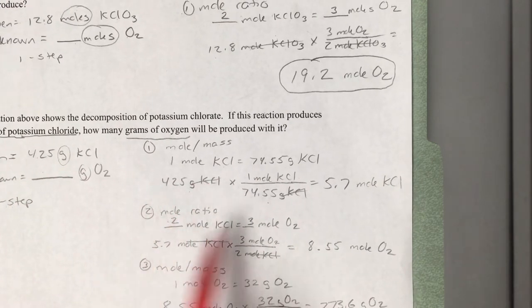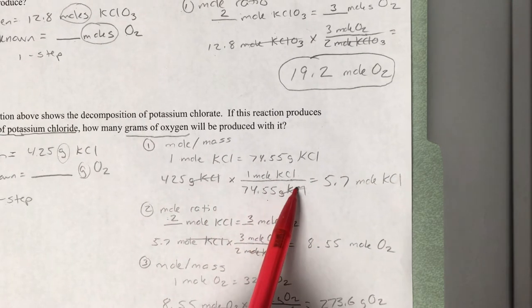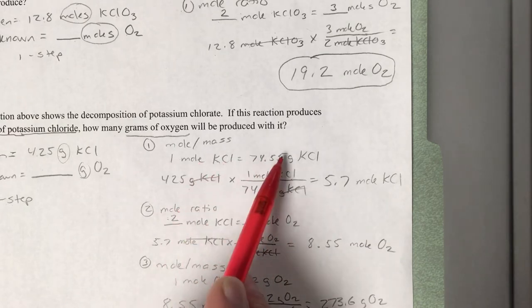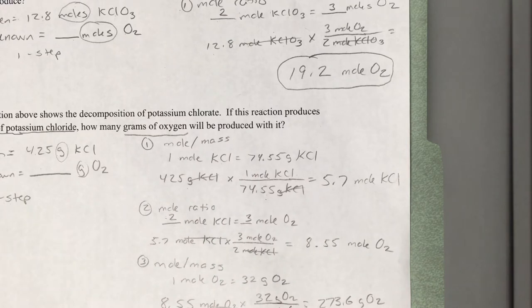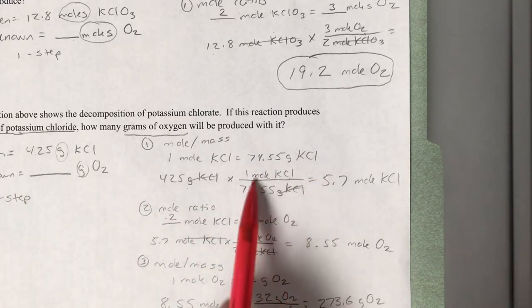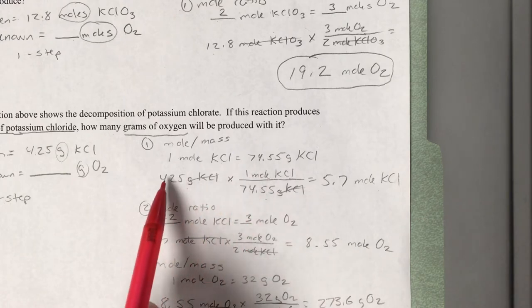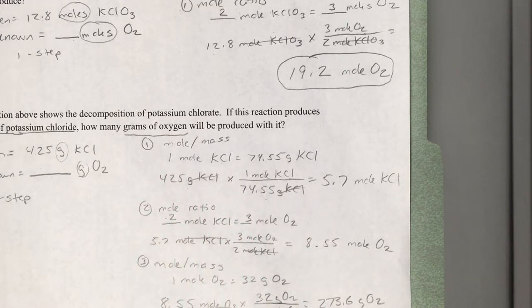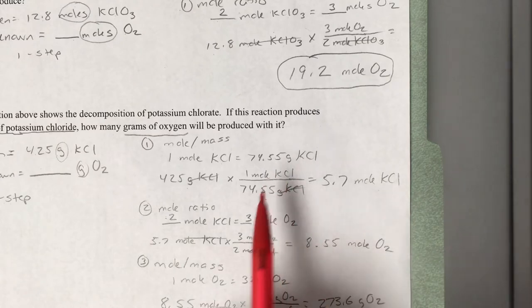unit and substance, times in the fraction bar. Because I have grams potassium chloride there, I put the grams potassium chloride in the bottom so it'll cancel. So that number goes in the bottom. That number goes in the top. All we're left with is moles KCl, which will be the answer. Ignore the 1, so it's 425 divided by 74.55.